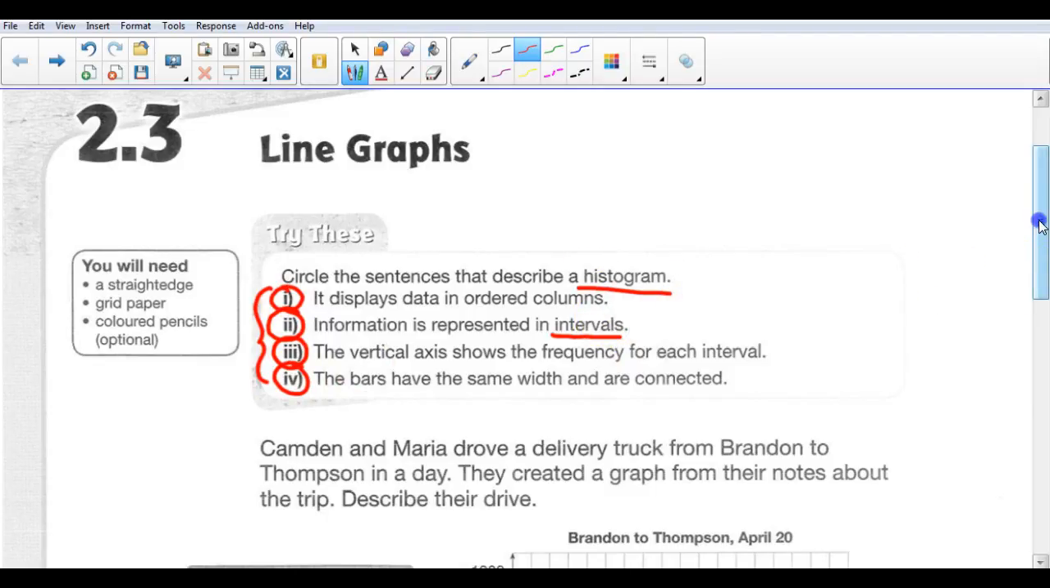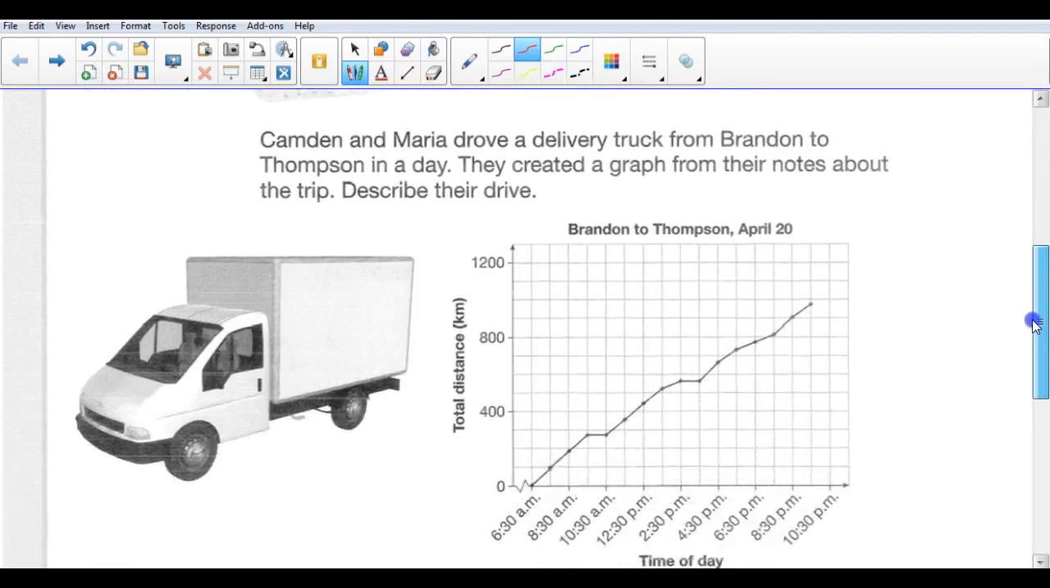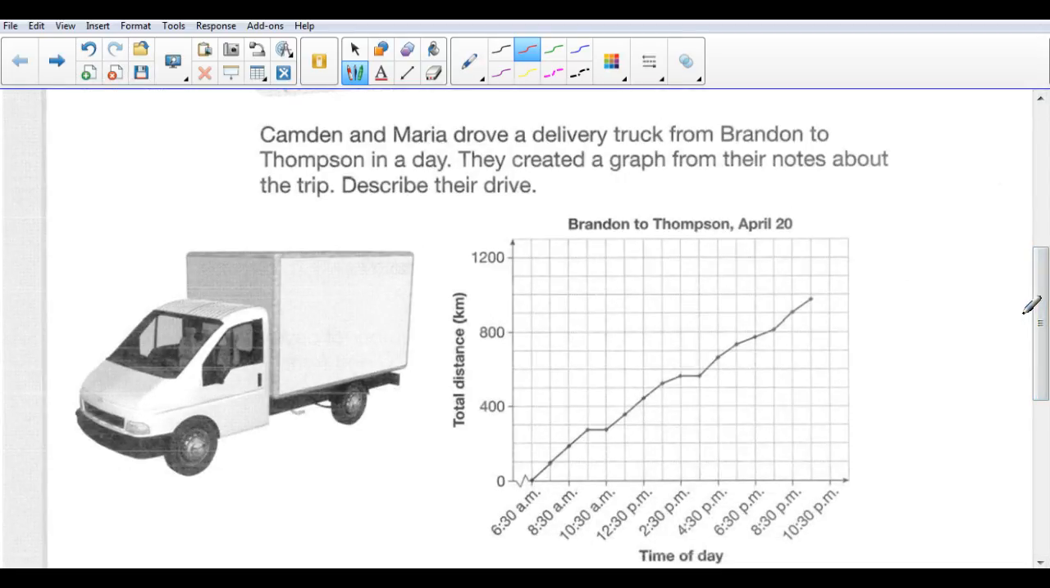But now we're going to be talking about a line graph. So let's go to an example. Camden and Maria drove a delivery truck from Brandon to Thompson, sounds like it's in Manitoba, in a day. They created a graph from their notes about the trip. Here's the total distance that they traveled in kilometers, and here's the time of day.